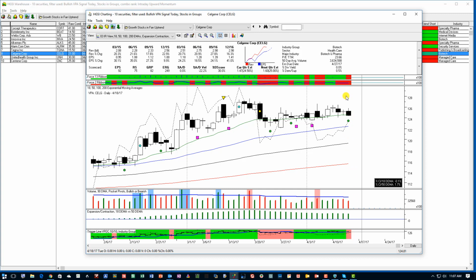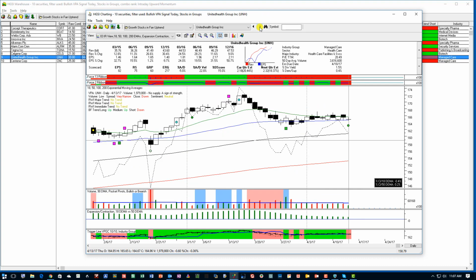The force indexes are both red. Once again, it's going to have to get past the resistance over in this area and here before it's very strong. United Healthcare, similar look. Group is moving down. I'd be cautious about that.